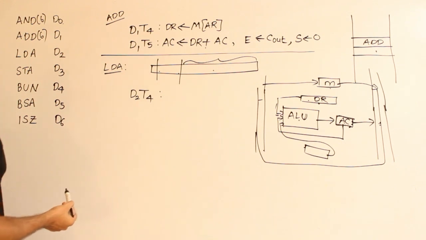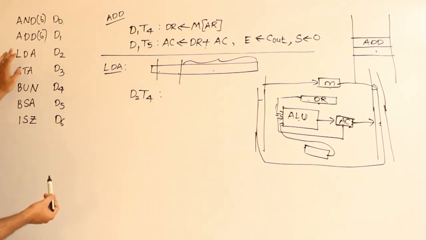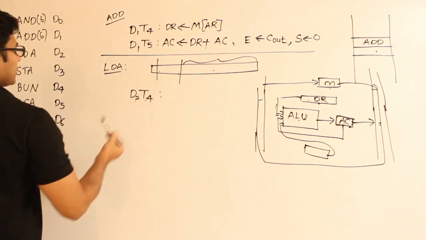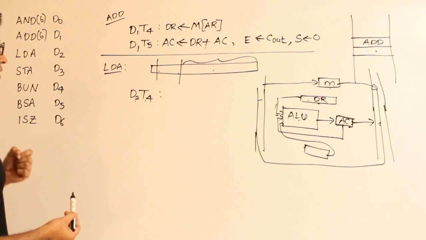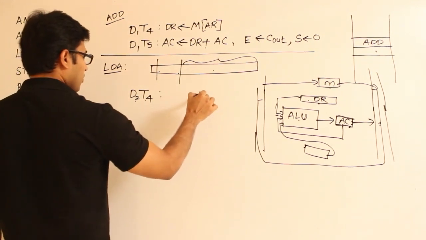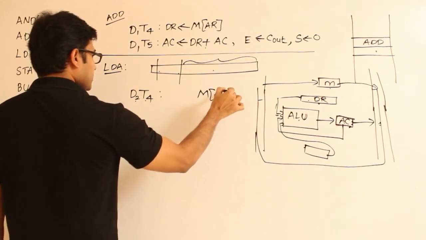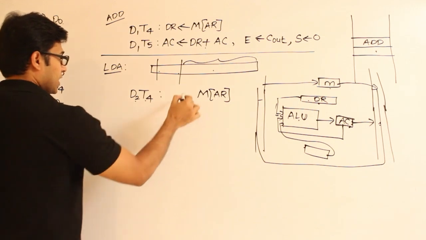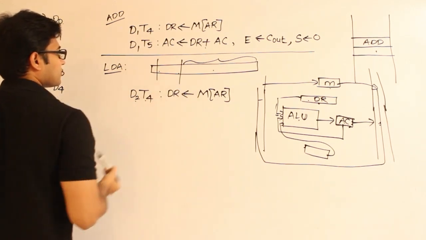Okay, now see this D2 T4. If it is the load instruction, which is given by D2, and if the timing is T4, then I know that I have to execute this load accumulator instruction, right? So what are the various things that you should do? I should go to the memory, at the address given by AR, which contains the effective address, and I have to load that particular word into the data register first.